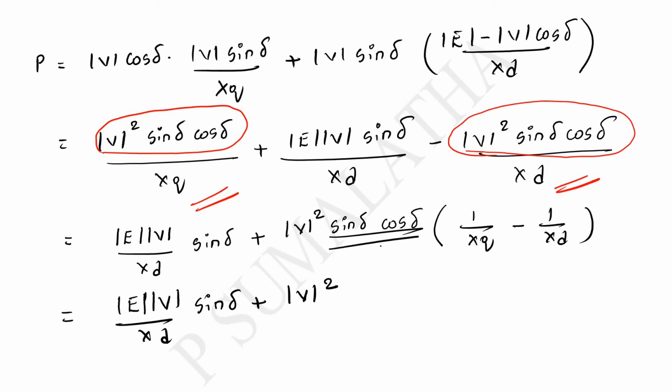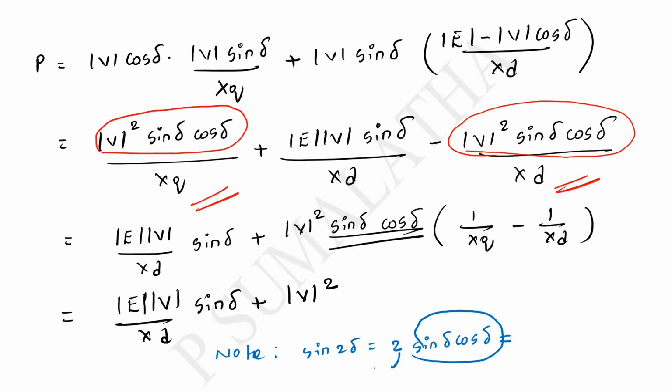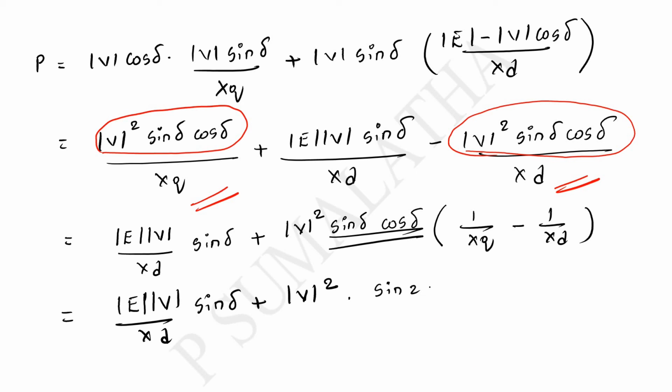If you see this sin δ cos δ value, we know sin 2δ is 2 sin δ cos δ. We know sin 2θ is equal to 2 sin θ cos θ, so in a similar way we can write sin 2δ is equal to 2 sin δ cos δ. We want only the sin δ cos δ value, so let us send this to this side. So this can be written as sin 2δ by 2. And if you take LCM, we have Xd Xq, Xd minus Xq.